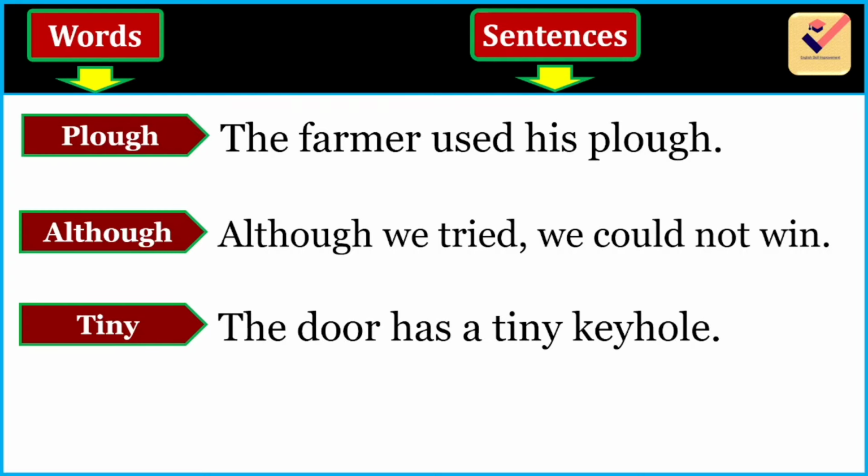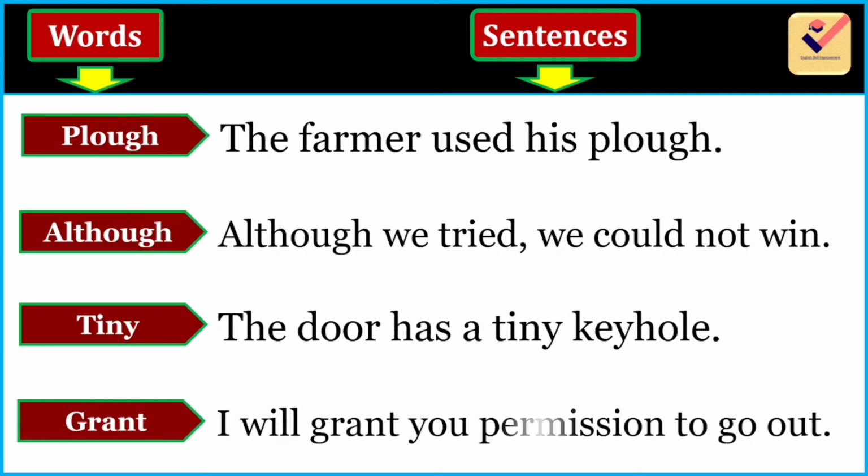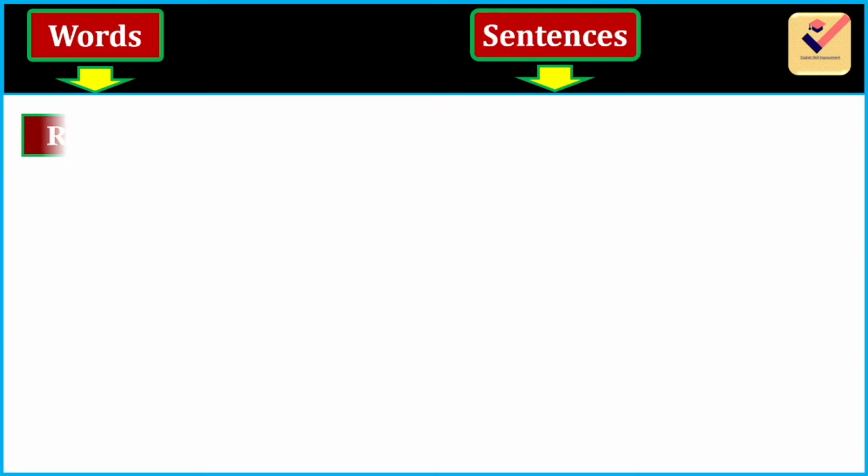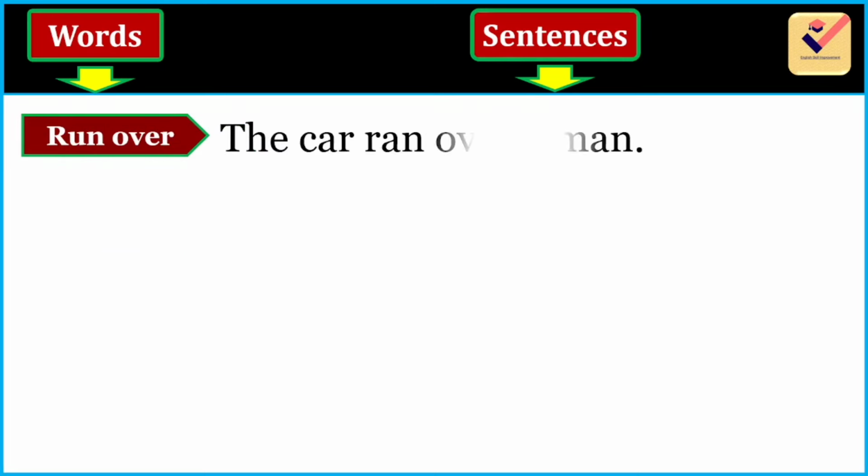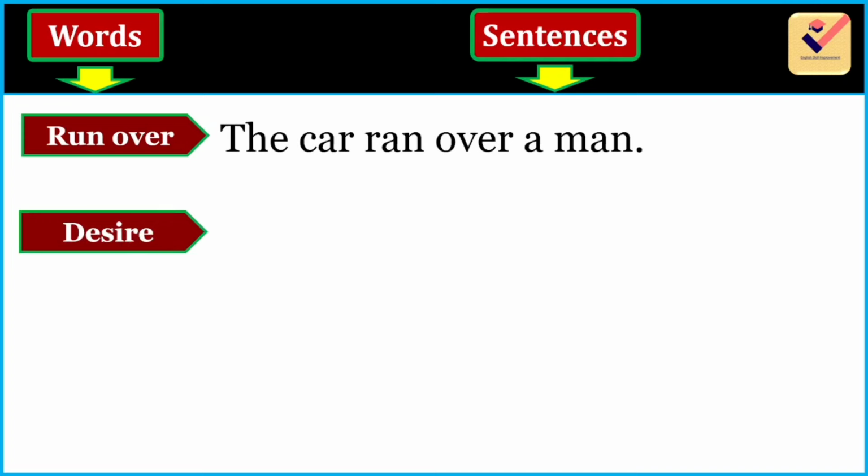Tiny. The door has a tiny keyhole. Grant. I will grant your permission to go out. Run over. The car ran over a man.